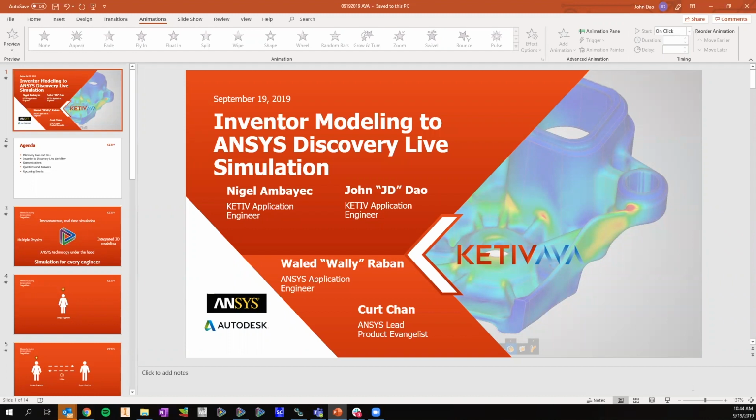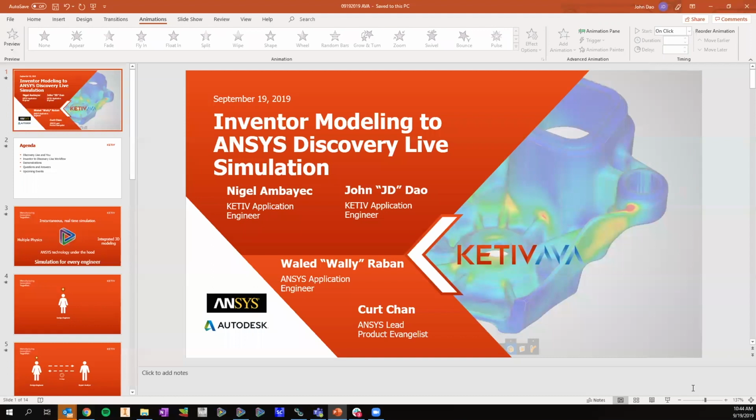Please bring a model if you choose. If you're using Inventor today or using a CAD package, bring a model in if you want. We're here to address anything. We can't do it in Discovery. KETIV sells other flagship products of Ansys, so we're here to help you solve a problem.